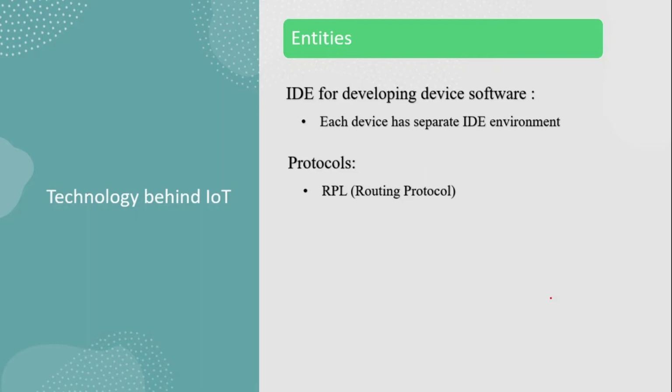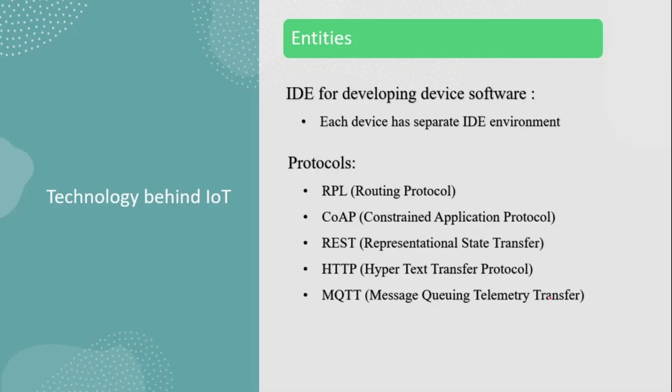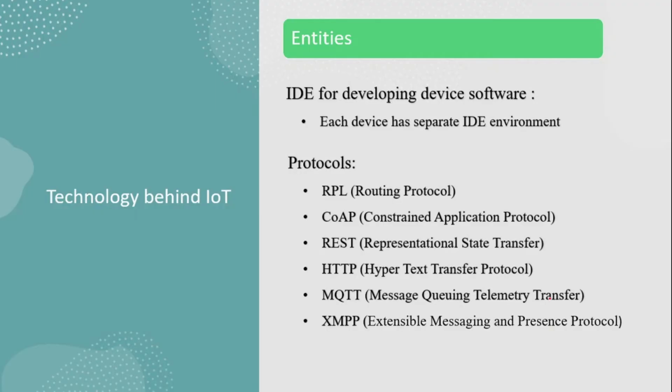See here, routing protocol, which is RPL, CoAP, constrained application protocol, REST, representational state transfer. The well-known protocol HTTP, hypertext transfer protocol, we will use it in websites also. MQTT, message queuing telemetry transport. XMPP, extensible messaging and presence protocol. These are the different protocols used in IoT communications.